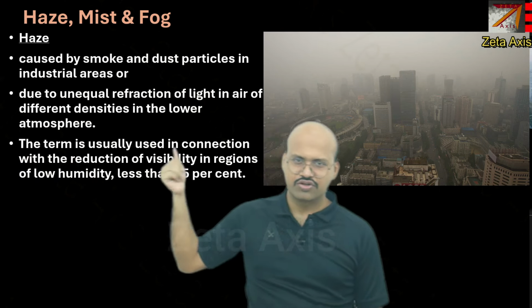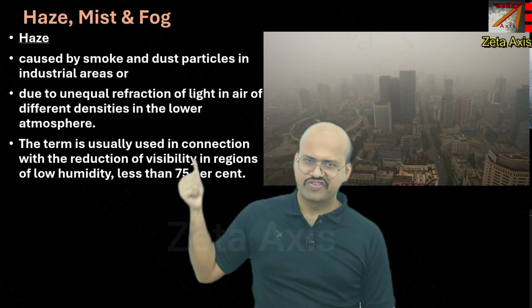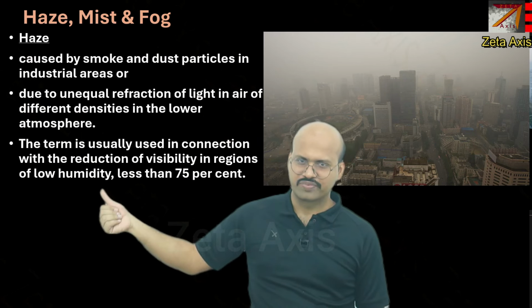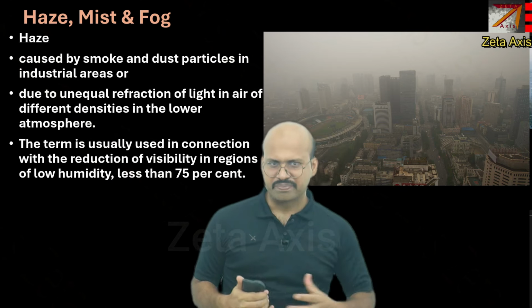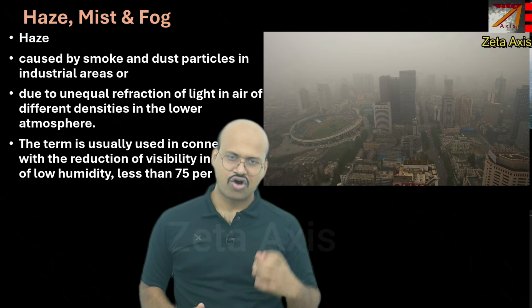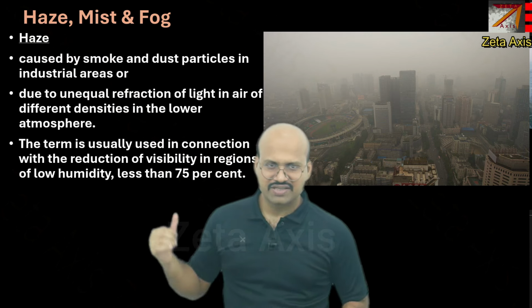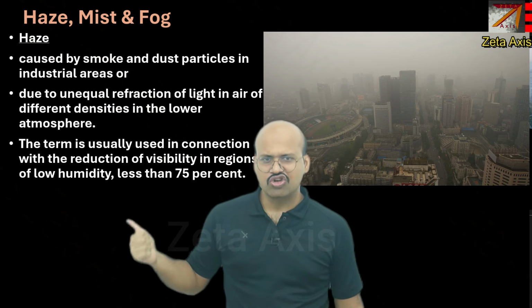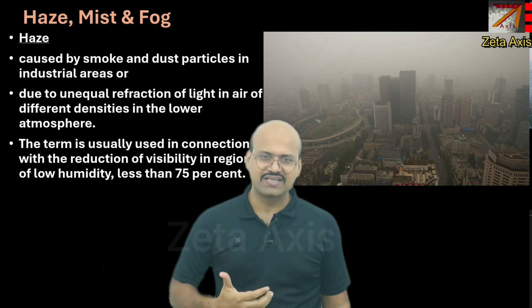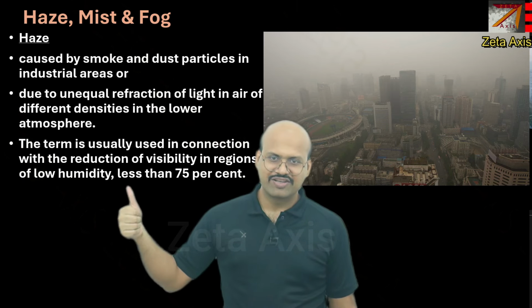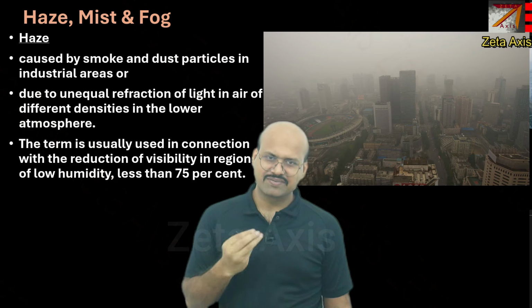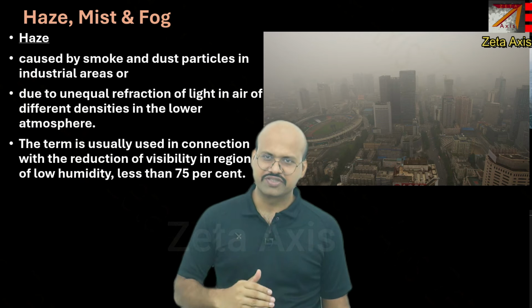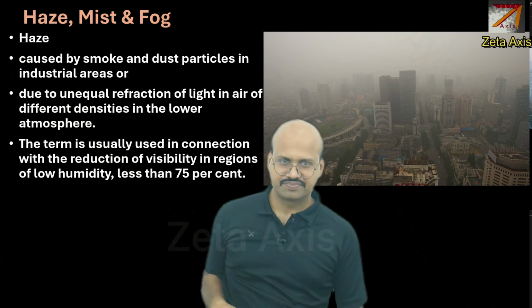The term is usually used in connection with reduction of visibility in the region of low humidity, less than 75%. So remember, mostly when fog or mist occur, the humidity is higher. But haze particularly occurs when the humidity is less, below 75%. And when there is disturbance in visibility, there is lowered visibility, so we call it haze.